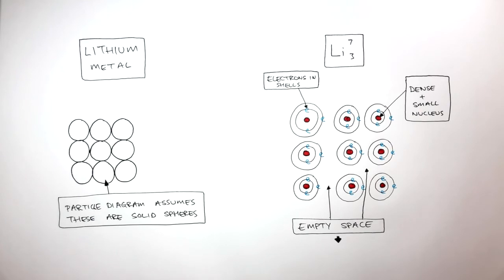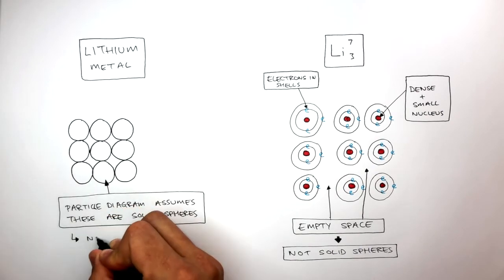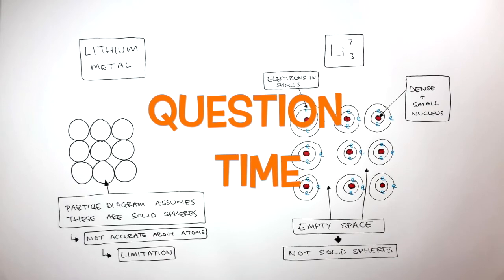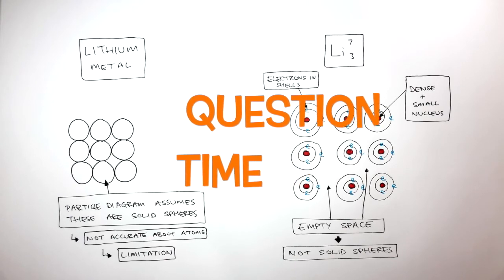We can very clearly see these are not solid spheres, so the particle diagram is not accurate about atoms, and this is a limitation, assuming that all particles are solid spheres. It's question time. Attempt these questions to check your understanding.